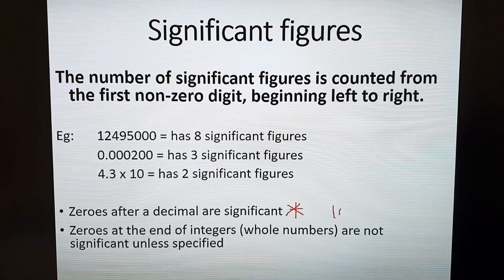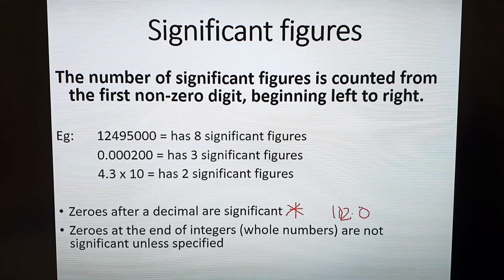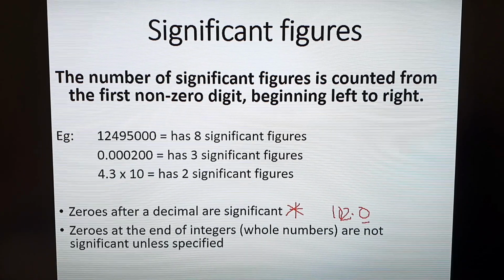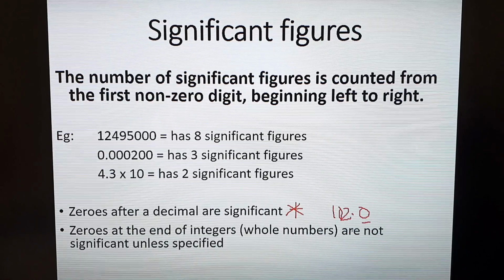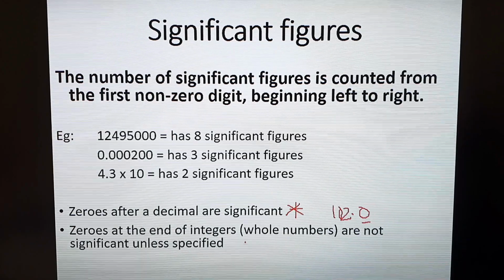So all zeros after a decimal point are considered significant. So if I had 102.0, this zero at the end is definitely a significant figure, and so is the first three numbers. Okay, zeros at the end of an integer, so of a whole number, are not significant unless specified. So they can actually be significant or non-significant. So what do I mean by that?